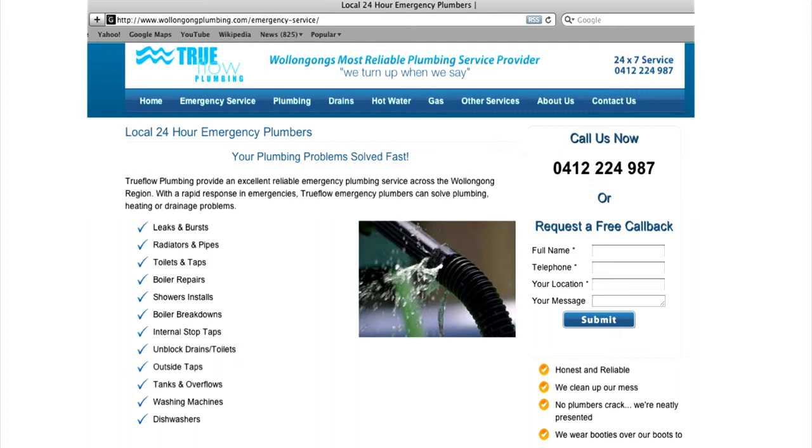And then they've got some benefits there about being honest and reliable. We clean up our mess. This one says no plumber's crack. We're neatly presented, which apparently was important to their market, to distinguish themselves, that they didn't want the whole 'can I fix your thing' going on for him.